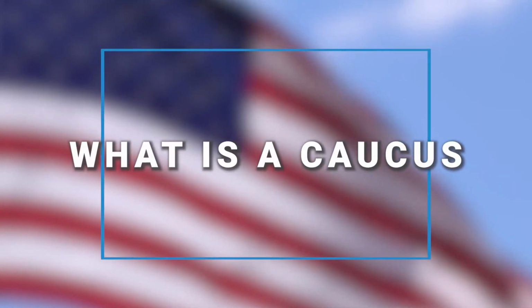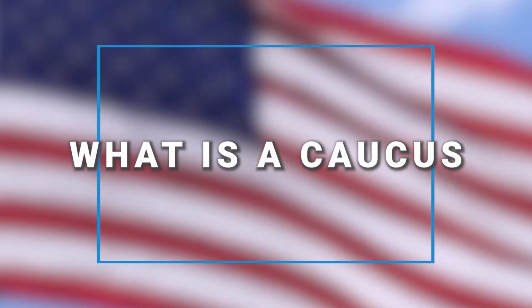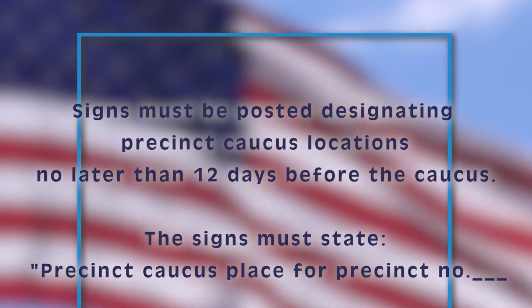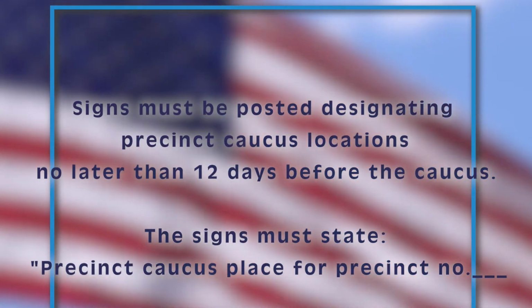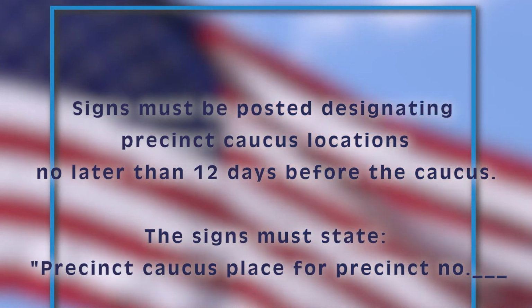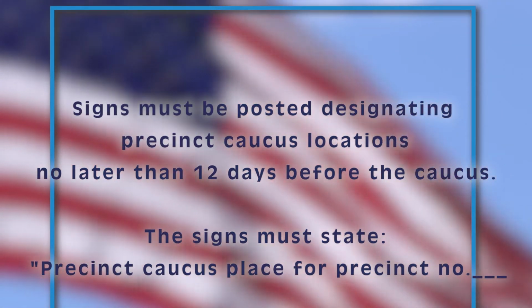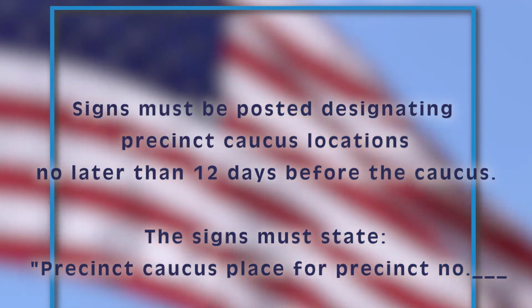So what is a caucus? It has a funny name, but basically all it is is a neighborhood meeting. And so you'll find out where your neighborhood meeting is. Your county party will do that. They'll send out the location. Twelve days out they'll post it. And you can find your neighborhood meeting, which is also known as the caucus.